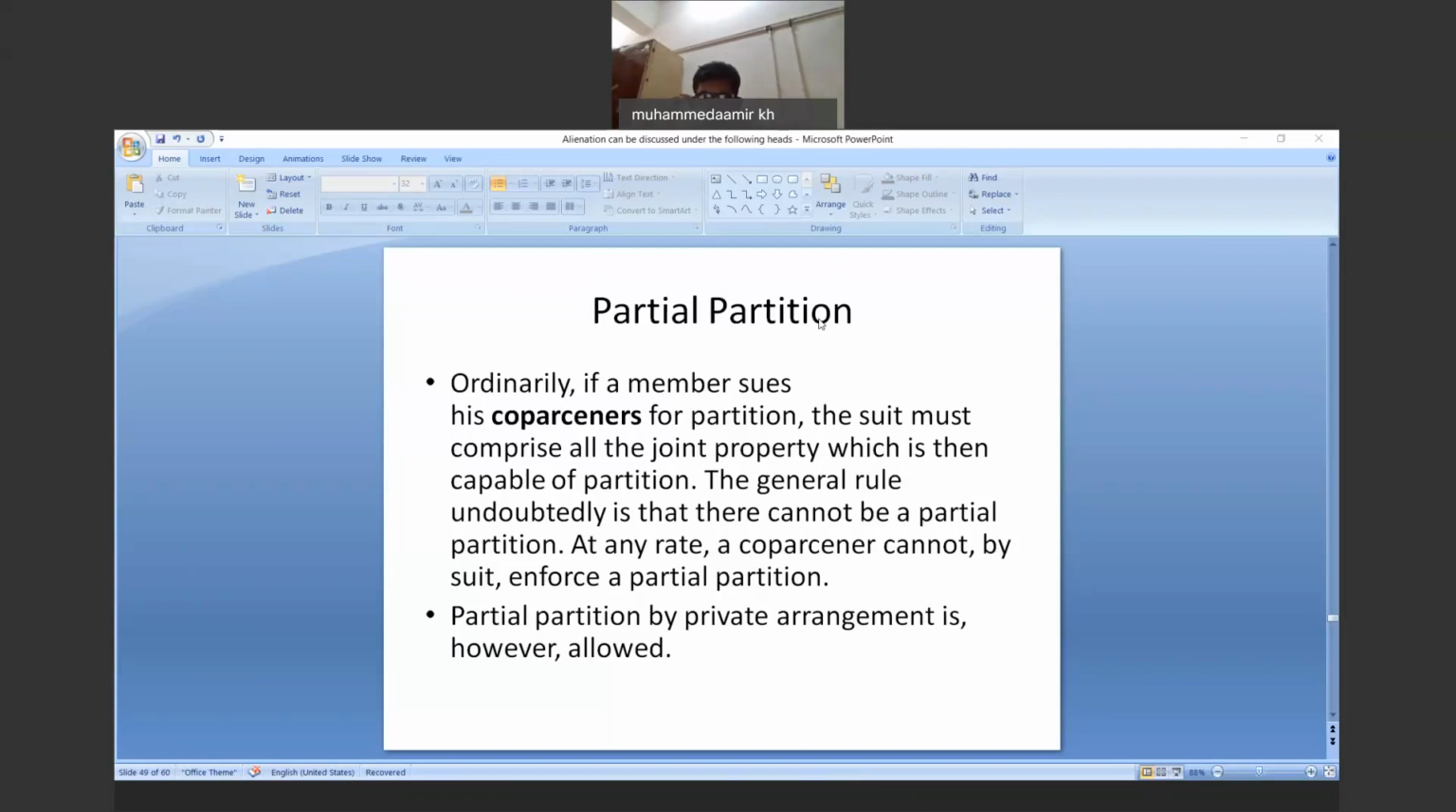If a member sues his co-partners for partition, the suit must comprise all joint family property which is then capable of partition. This is the common rule. The general rule, undoubtedly, is that there cannot be a partial partition. At any rate, a co-partner cannot by a suit enforce a partial partition. Partial partition by private arrangement is, however, allowed.